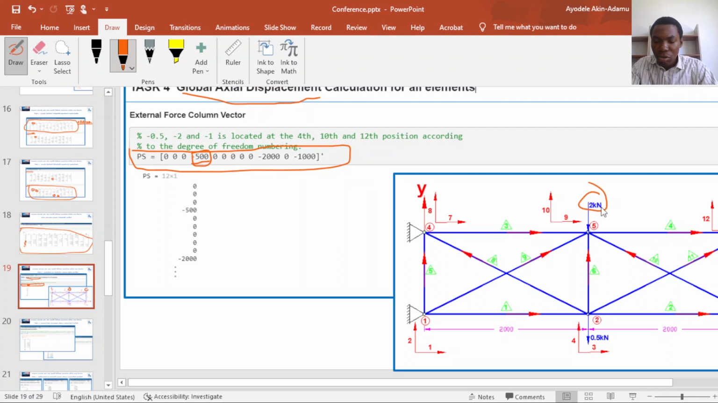For the 2 kilonewton force at node 5, it is also pointing downward, which will be minus 2,000 Newton. And because it is pointing downward in the direction of degree of freedom 10, at position 10 of the matrix, we specify minus 2,000 Newton.